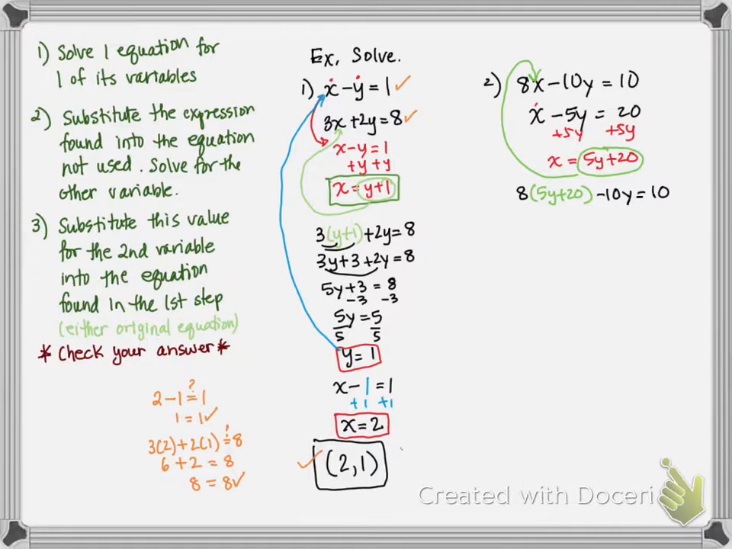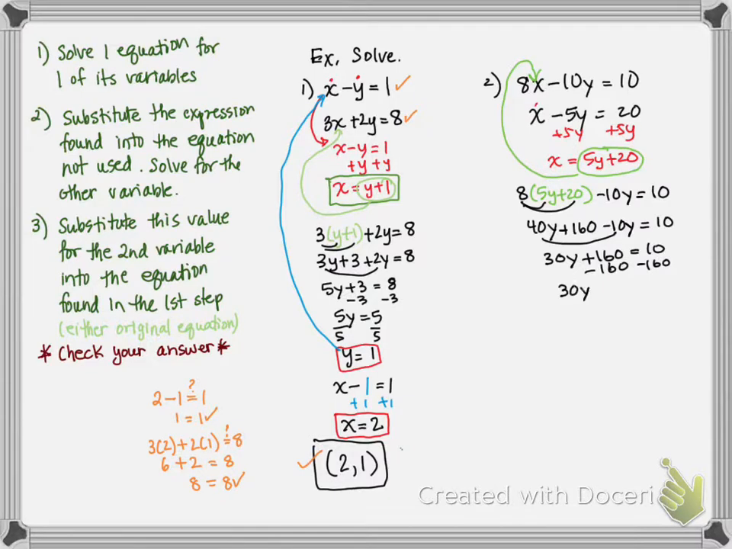So we're going to go ahead and distribute. 8 times 5y is 40y, and then plus 8 times 20. 8 times 2 is 16, and then there's a 0. Minus 10y equals 10. We're going to combine like terms. Whatever math it tells me to do on the side is the math I do. So it's 40y, take away 10y. So that's going to give me 30y plus 160 equals 10. I'm going to subtract 160 from both sides.